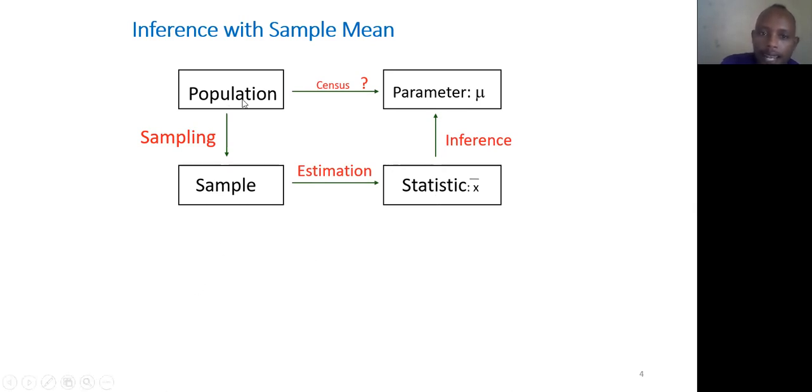The way that we select a sample from a population is called sampling. And the way that we estimate a statistic, for example, sample mean, sample standard deviation, sample variance, is called estimation. And the value is called a sample statistic. And the population value is called a parameter, not a statistic.